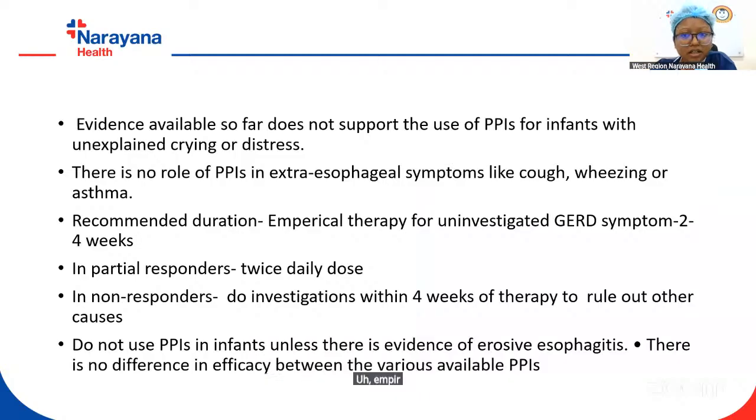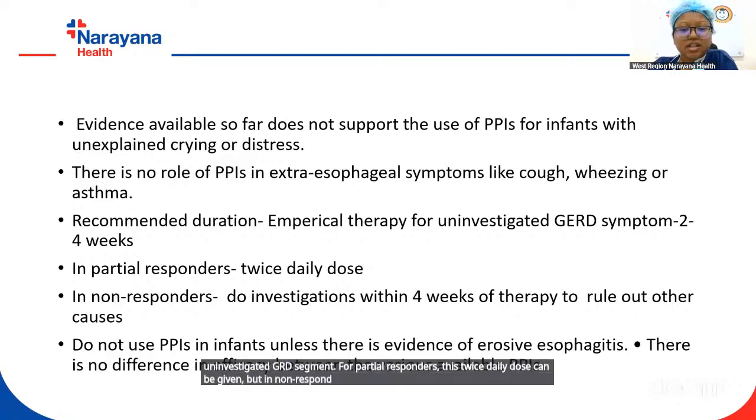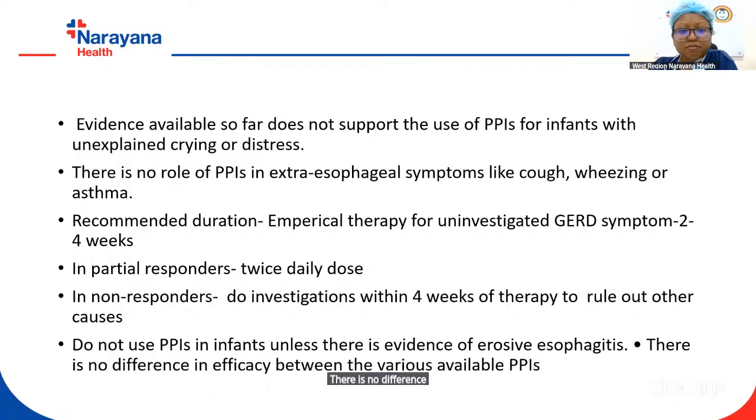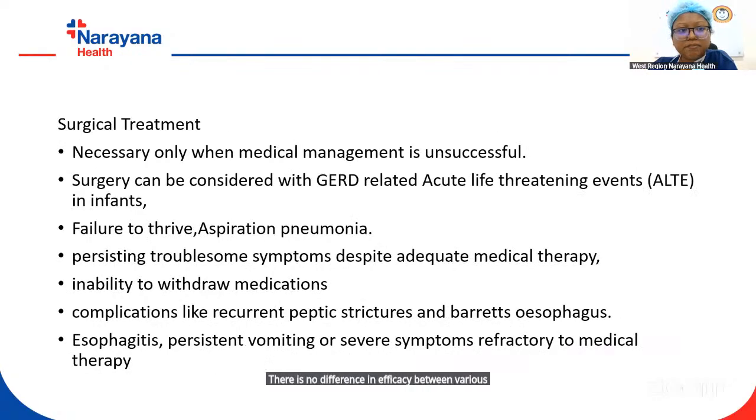Empirical therapy recommended is around 2 to 4 weeks in uninvestigated GERD symptoms. For partial responders, a twice daily dose can be given, but in non-responders, investigation should be carried out within 4 weeks of therapy to rule out other causes. There is no difference in efficacy between various available PPIs.